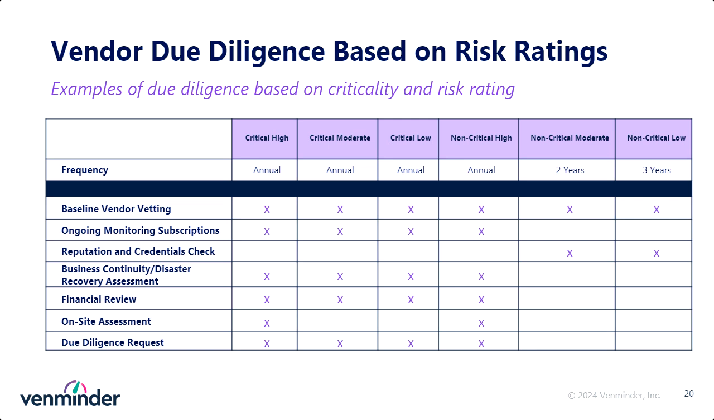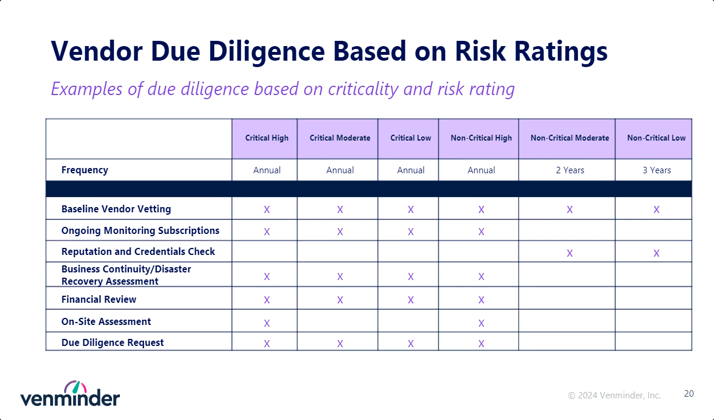And this includes doing that baseline vendor vetting and maybe having an ongoing risk monitoring service. You should also be assessing their business continuity and disaster recovery plans and doing a financial review. Some organizations might also require on-site assessments, and a standard due diligence request of their documentation should be done once a year. For non-critical vendors that are low risk or moderate, the due diligence frequency can be around 3 years or 2 years, and generally this might only include vendor vetting and a reputation and credentials check.